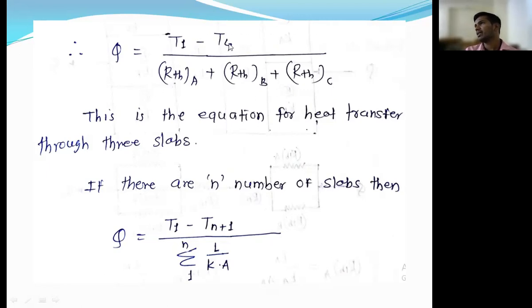The equation we got is for the 3 slabs. If there are n number of slabs, at that time we have to use this equation: Q is equal to T1 minus Tn plus 1 divided by summation, i changes from 1 to n, L by K. As many terms as there are, that many thermal resistances will come, or as many plates as there are, that many thermal resistances will come. If there are n number of slabs, Q is equal to T1 minus Tn plus 1 divided by L by K, summation i changes from 1 to n.